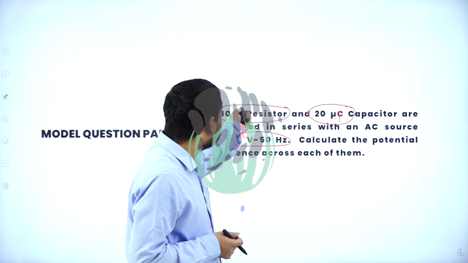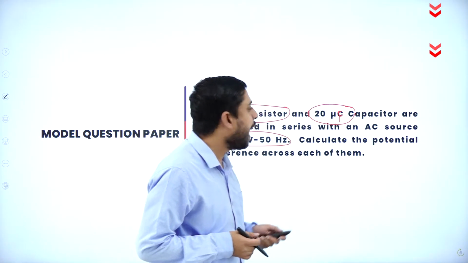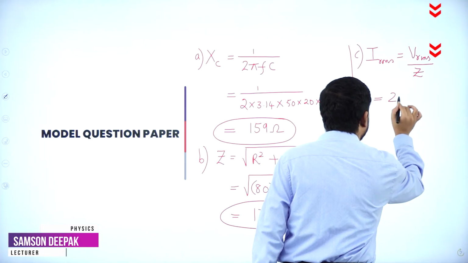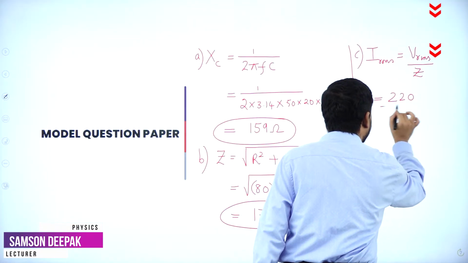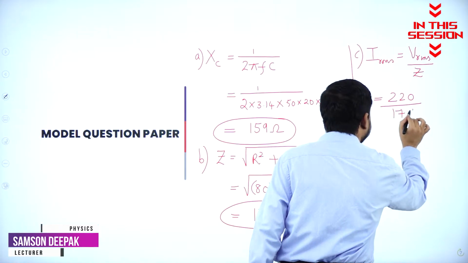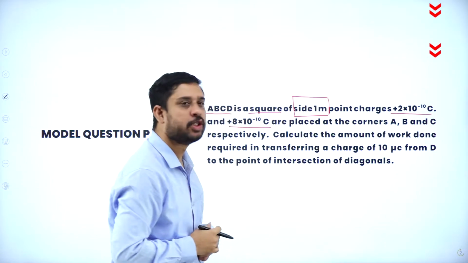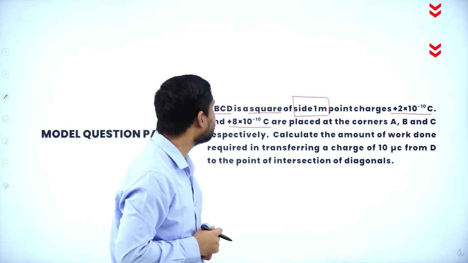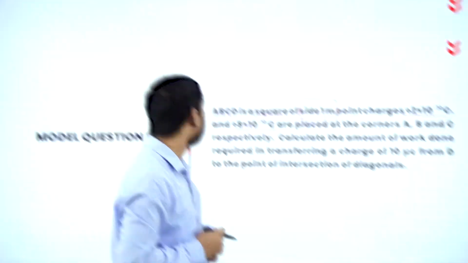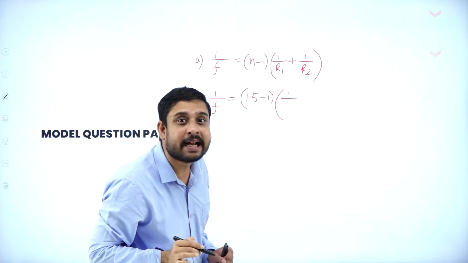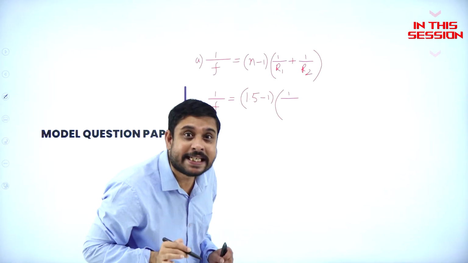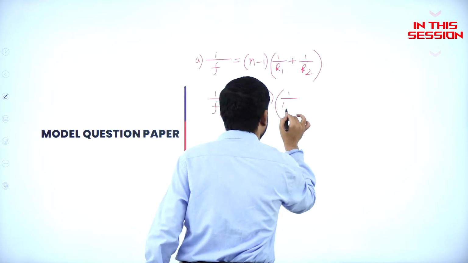So there is a resistor and a capacitor. So this is 220 divided by 178 and 8 into 10 power minus 10 coulomb. Both R1 and R2 are 20 centimeter.